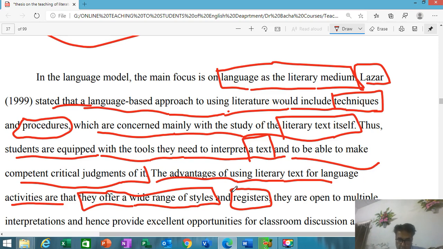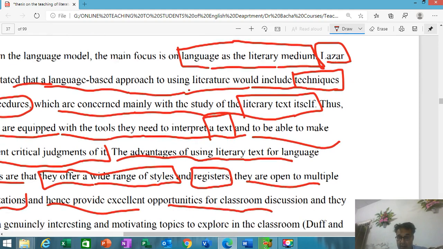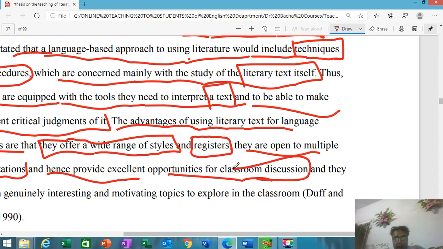Similarly, the text that is brought to the classroom leads to different activities, and those activities offer a wide range of styles and registers, which make you participate, and they are open to multiple interpretations, hence providing excellent opportunities for classroom discussion. If you bring a text, that text prompts your students to participate, and every student comes with a different explanation of that given text. Everybody has something.